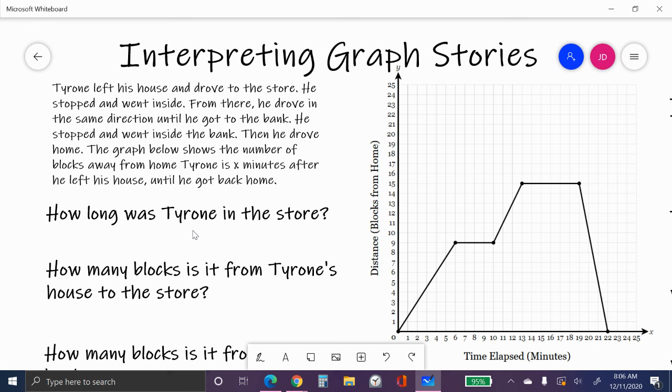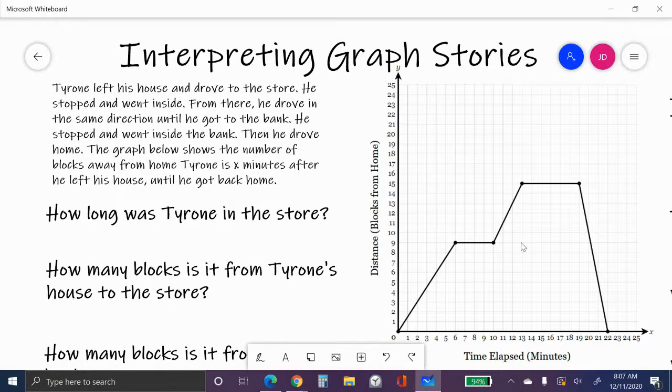In today's video, we're going to be interpreting graph stories. We're going to be given a certain scenario, and then we're going to have a graph that supports that scenario. Read the word problem, read the graph, and then get some information out of those scenarios and answer some questions that are provided.